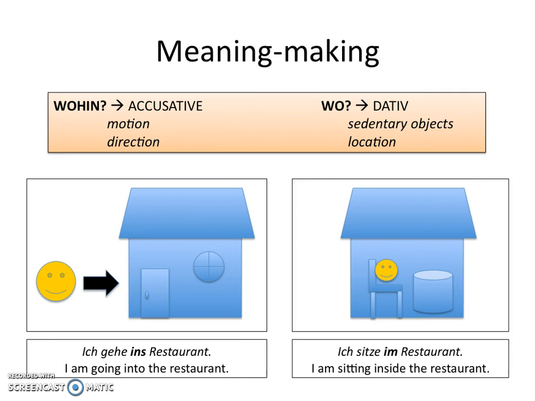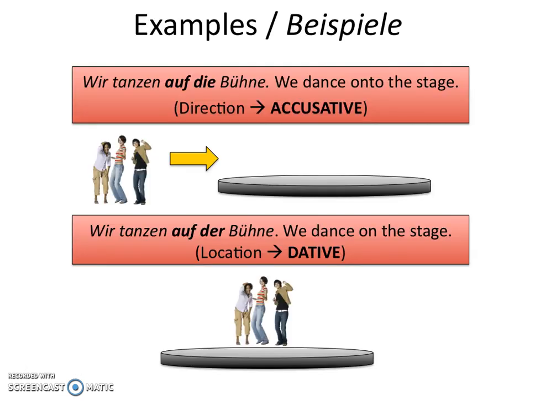Let's look at some more examples. Wir tanzen auf die Bühne, or we dance onto the stage. This statement implies direction, so you use the accusative. With wir tanzen auf der Bühne, or we dance on the stage, the sentence implies location, so you use the dative.